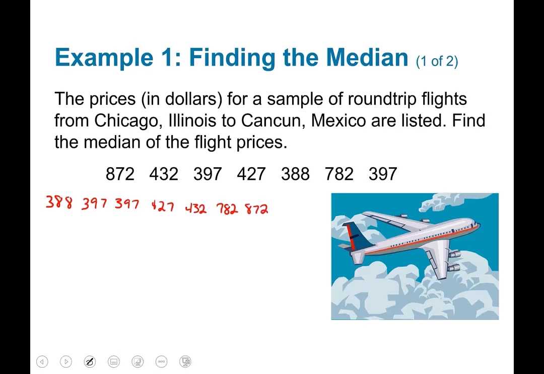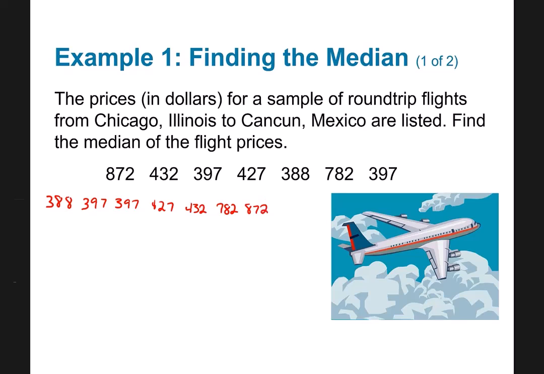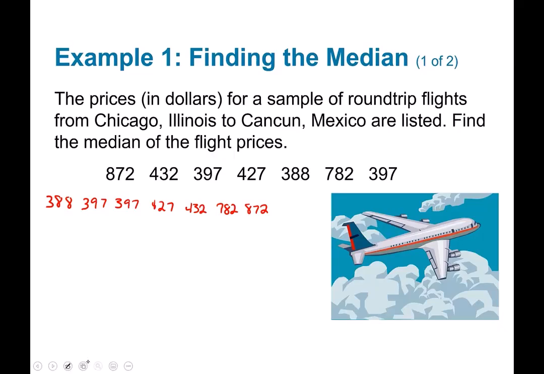And so I want to find the median. If you have a small data set, it's easy enough. You can cross off one from each side to find the median. So in this case, 427 is my median. It's easy enough to do that if you have a small data set.